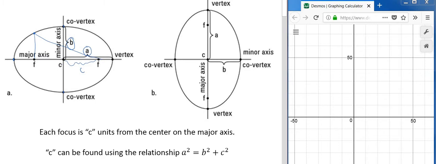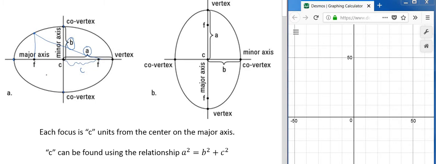Now don't confuse this. c is not the center, but this distance from the center to the focus has a value of c. How do you find that? Okay, let me show you. You use this relationship: a squared equals b squared plus c squared. That feels a lot like the Pythagorean theorem, and it actually comes from Pythagorean. The letters are off a little bit though, okay? So let me show you.